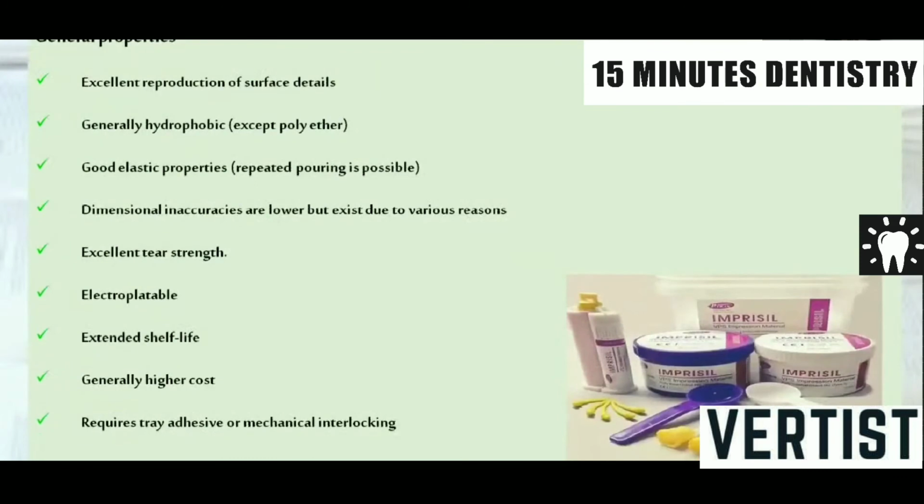What are the properties of these materials? They have excellent reproduction of surface detail, are generally hydrophobic in nature, have good elastic properties and dimensional accuracy, and excellent tear strength. You can electroplate this material; when we take a die and die material, we will show how it is electroplated. They have excellent shelf life, generally high cost, and you can do repeated cast pouring of the material.